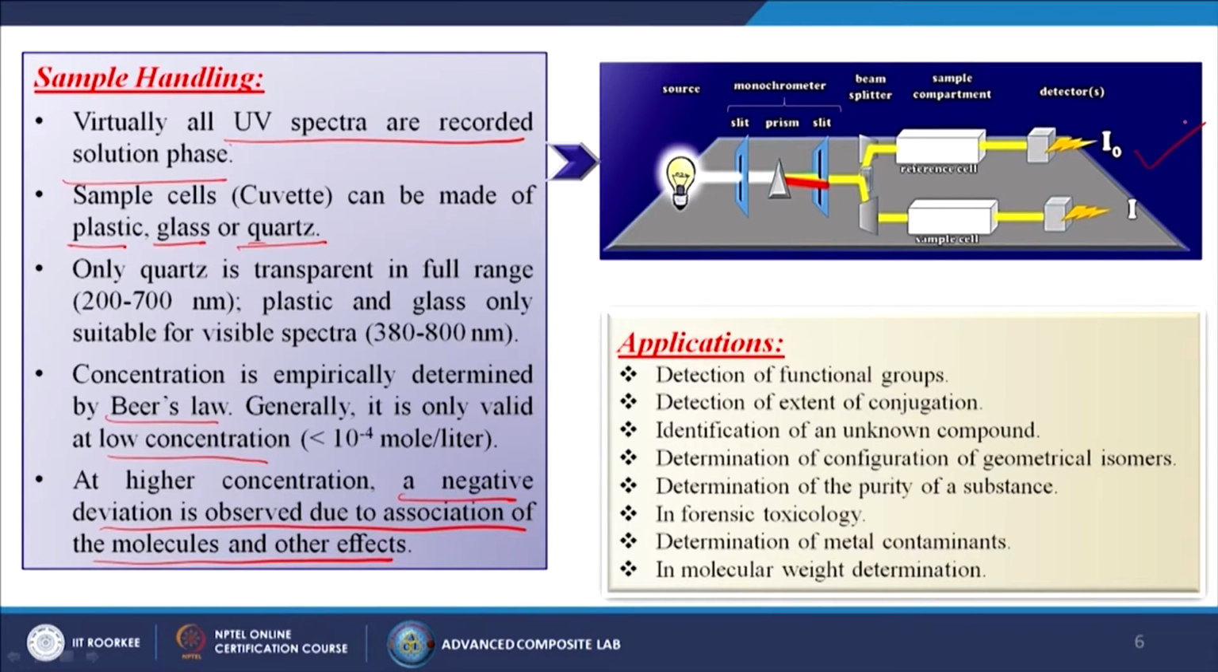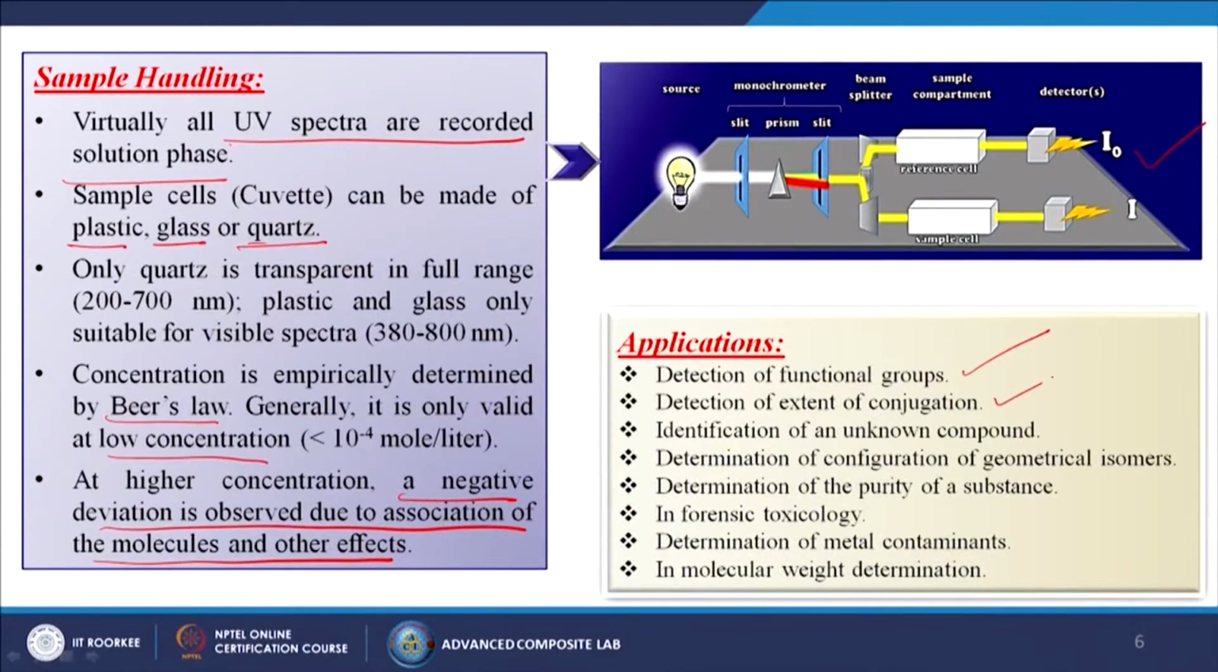So, now what are the applications, meaning where are we using these UV spectra? For detection of functional groups, detection of extent of conjugation, identification of an unknown compound, determination of configuration of geometrical isomers, determination of the purity of a substance, in forensic toxicology, determination of metal contaminants, in molecular weight determinations, but still we are using this for other applications also.